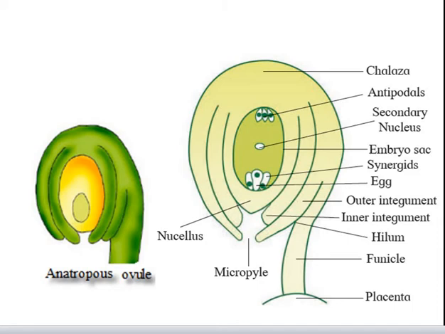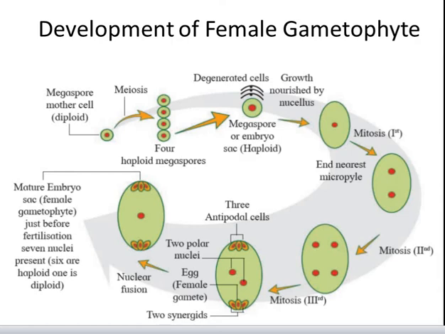Chalaza is the base of the ovule, which is directly opposite to the micropyle. The embryo sac or female gametophyte is an oval multicellular structure embedded in the nucellus. So now we will learn the process of megasporogenesis. Megasporogenesis is the process of formation of haploid megaspores from diploid megaspore mother cells.